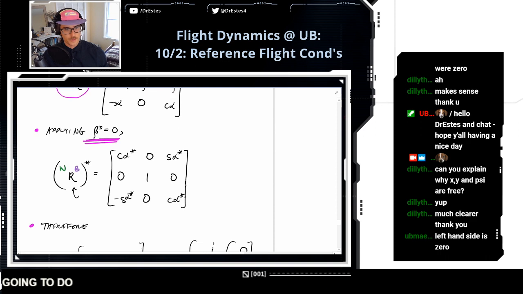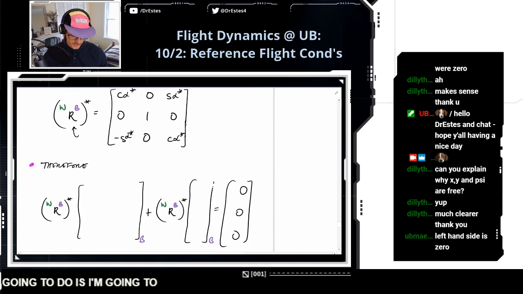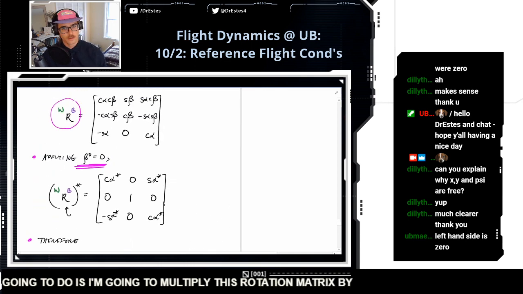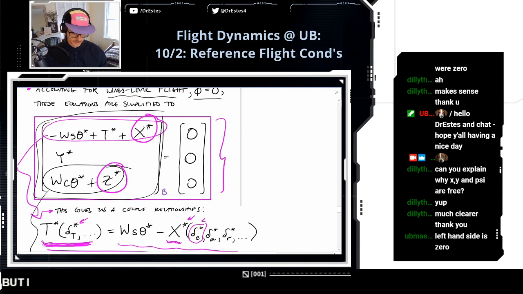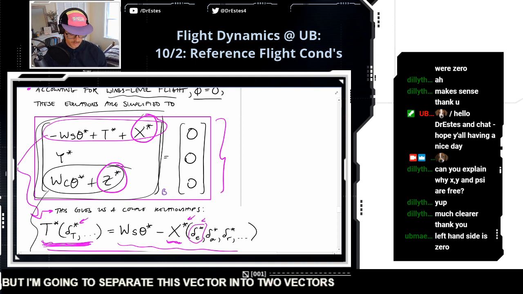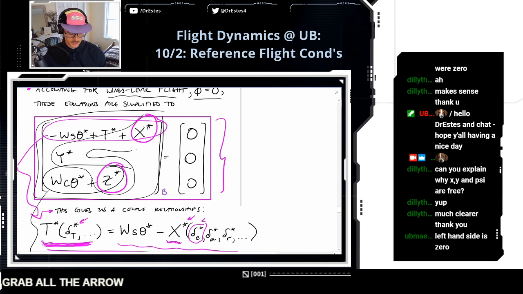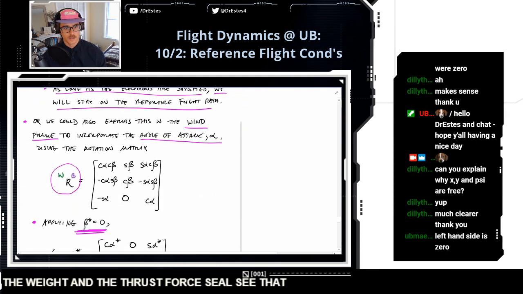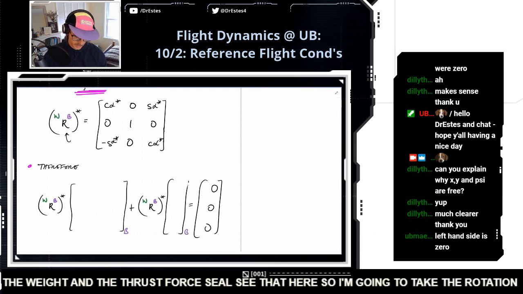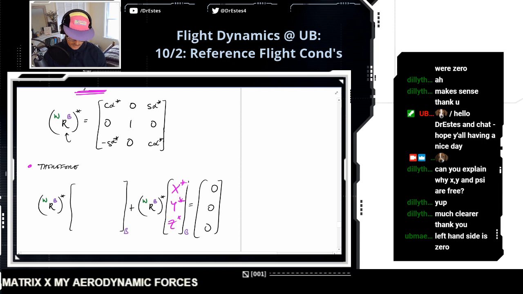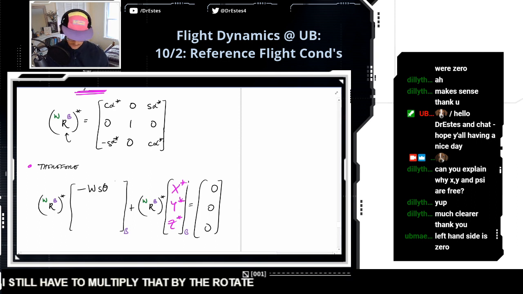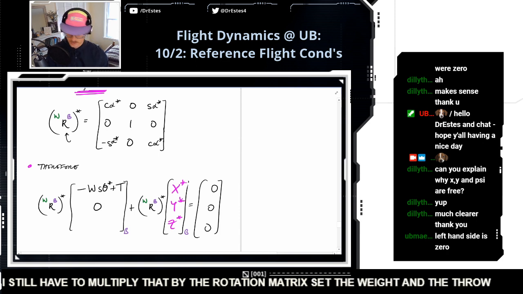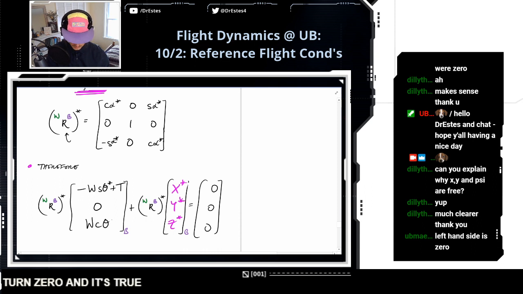So what I'm going to do is multiply this rotation matrix by this vector right here. But I'm going to separate this vector into two vectors. So in one vector, I want to grab all the aerodynamic forces, so x, y, and z. And then the other vector, I'm going to get the weight and the thrust force. So you'll see that here. So I'm going to take the rotation matrix times my aerodynamic forces. So I just pulled those out. And then what's left over, I still have to multiply that by the rotation matrix. So it's the weight and the thrust. This term is zero, and this term is the weight, cosine of that pitch angle.